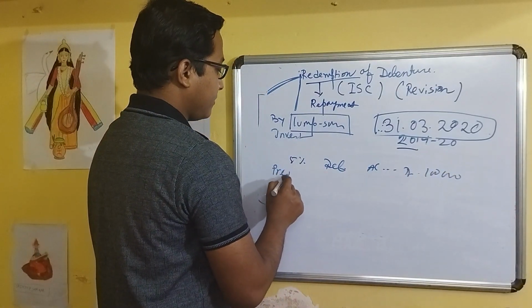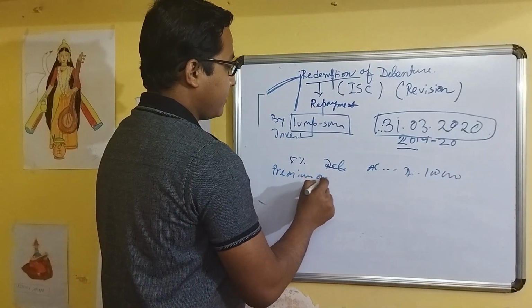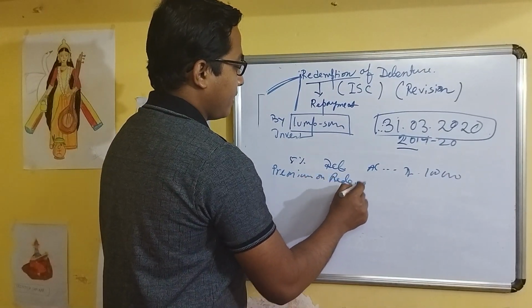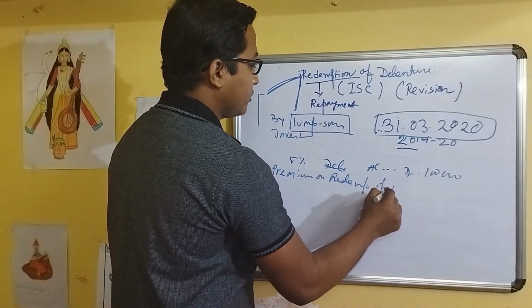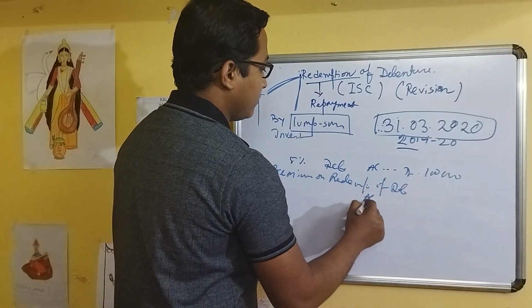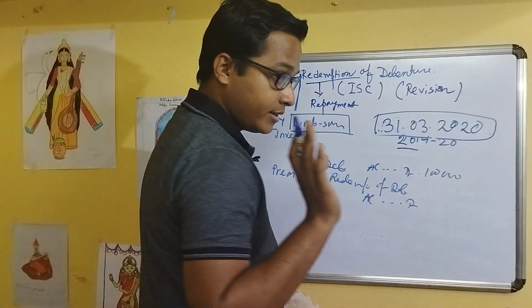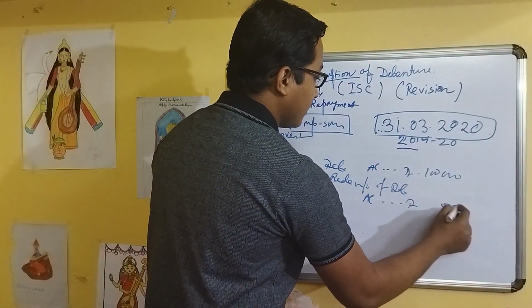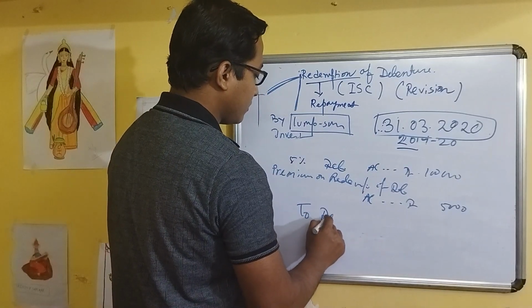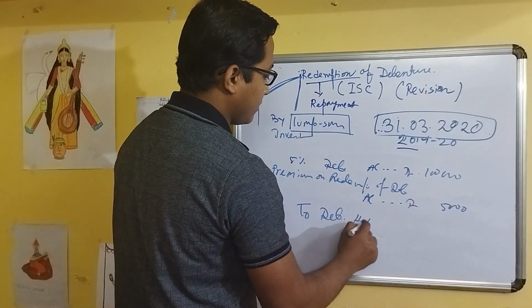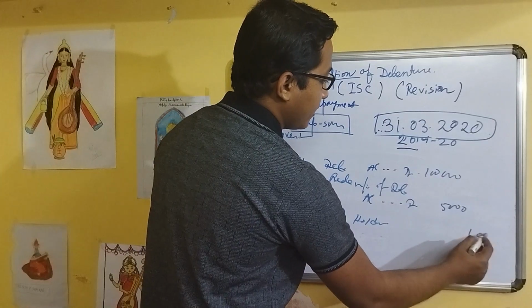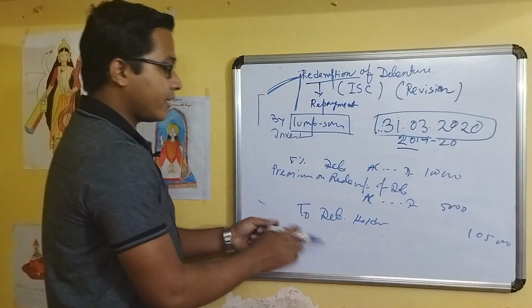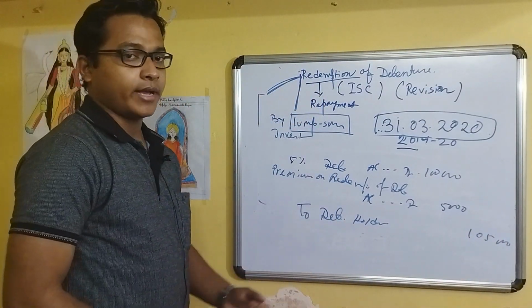Next, premium on redemption of debenture account debit. It was 5%, so 1 lakh into 5% means 5,000, to debenture holder, that is 1 lakh 5,000. And the next journal will be debenture holder account debit to bank.